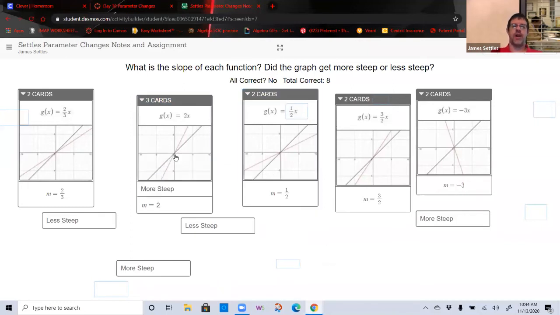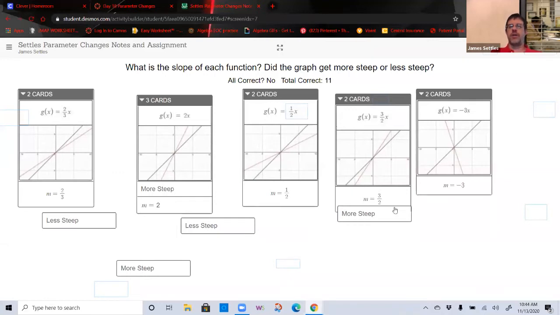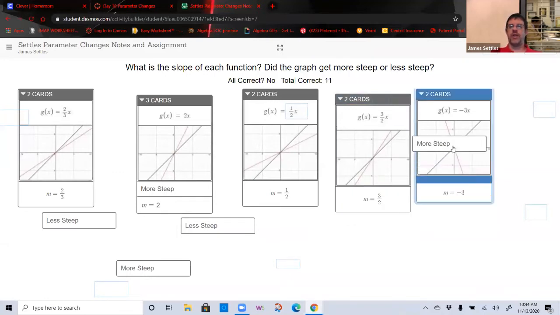It's totally up to you. I don't care. Nope, I know which one it is. So I ended up finding the right one. Okay, what's the next one that's bigger than 1? Now remember, we don't include the negative sign. So just what number is bigger than 1? Well, 3 would be. So I'm going to drag a more steep over to -3 because 3 is bigger.